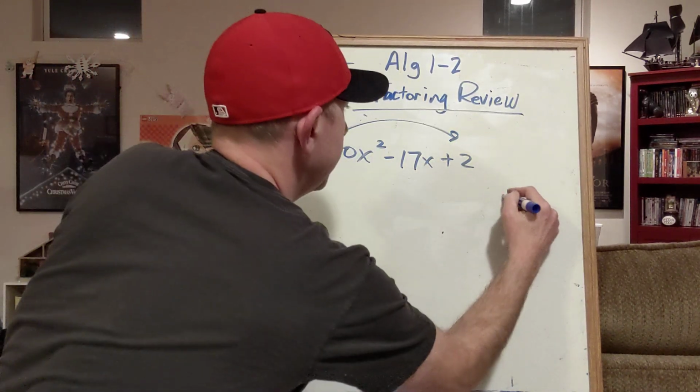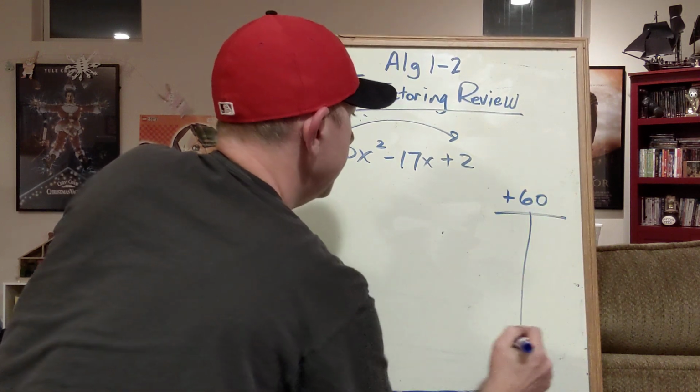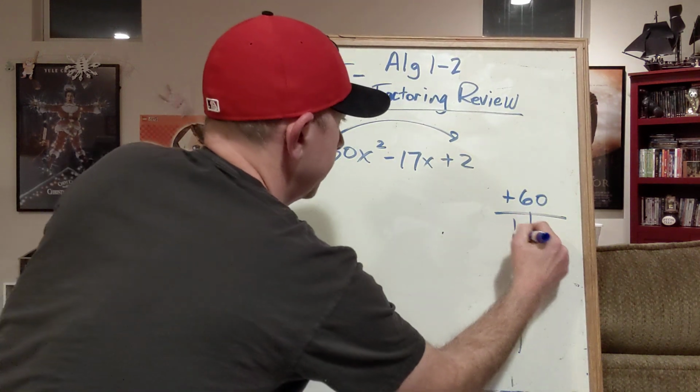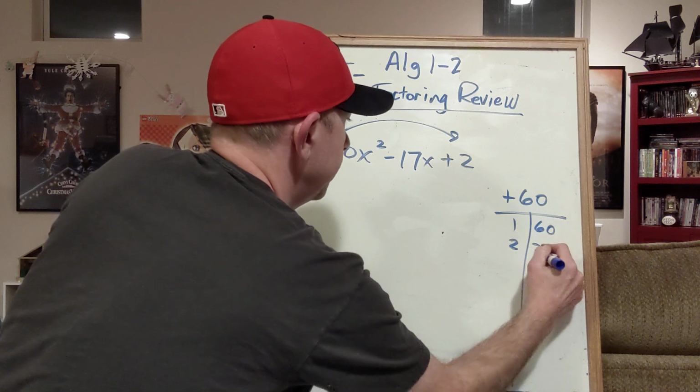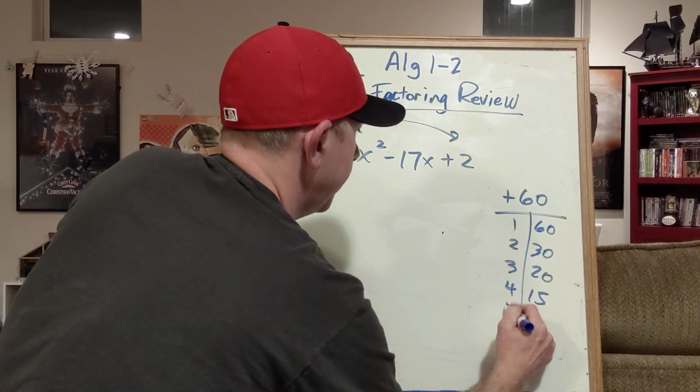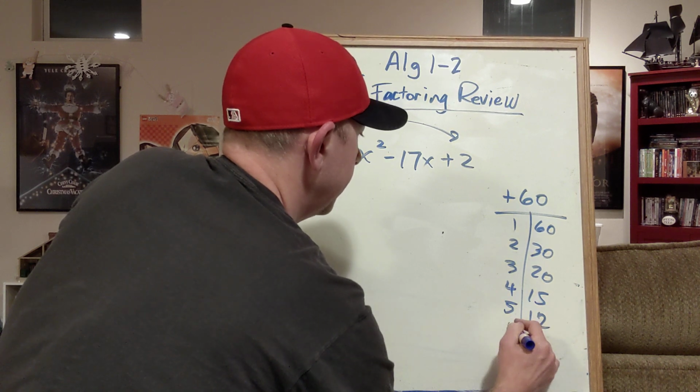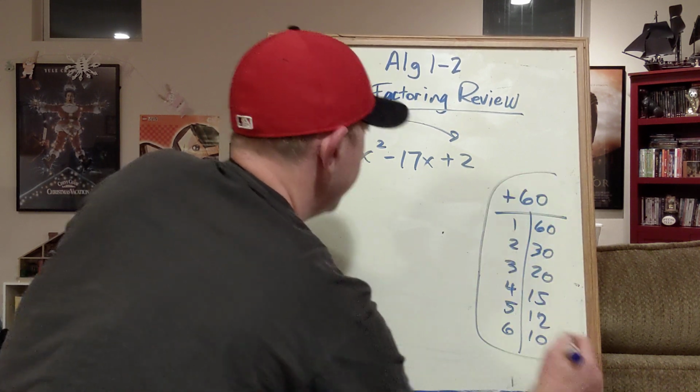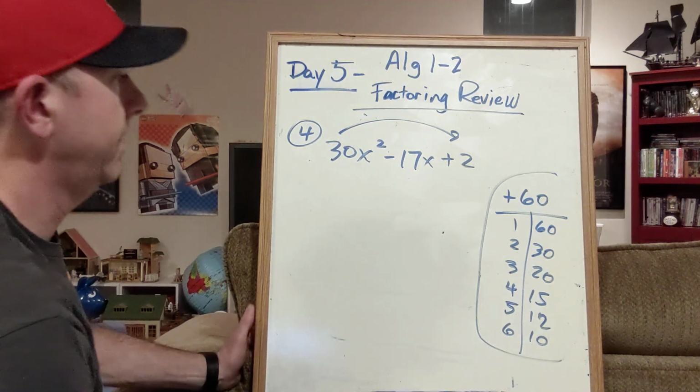So we got factors of 60, bunches of factors of 60. We did this one last week: 1 and 60, 2 and 30, 3 and 20, 4 and 15 works, 5 and 12, 6 and 10. All right, now, which one of those combines to 17?